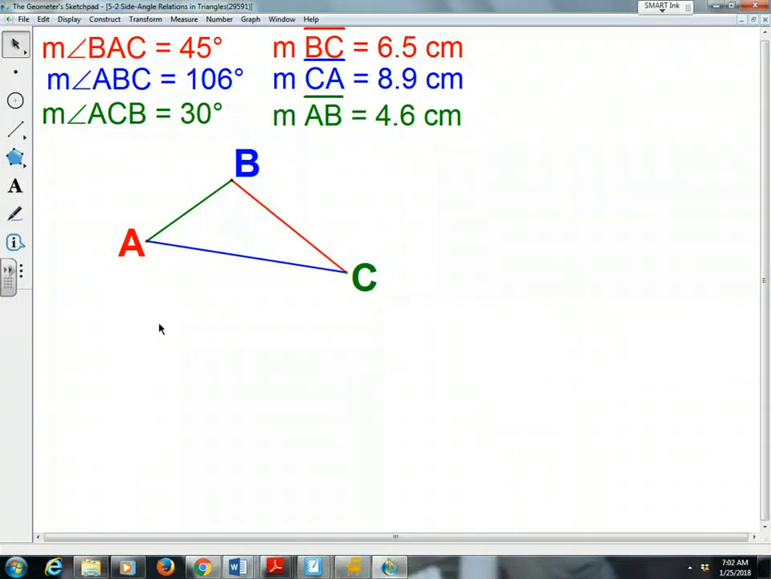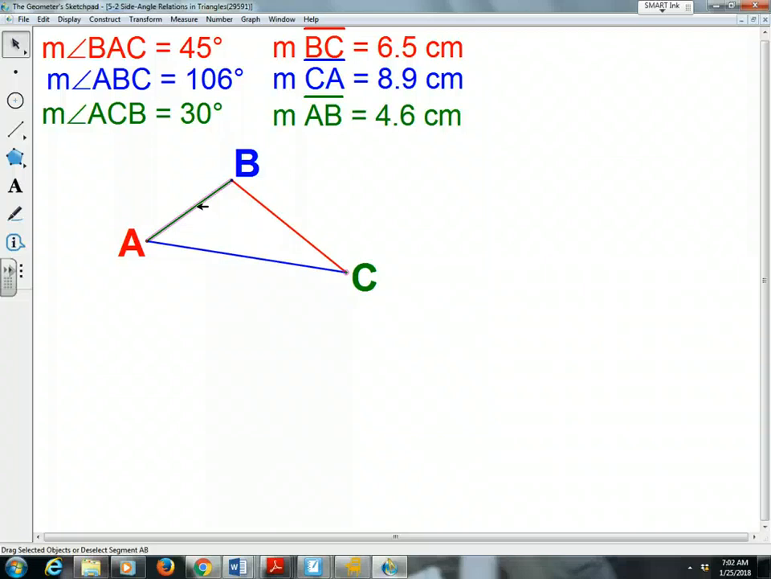So notice on the top left, I have the measure of angle BAC, which is angle A, the measure of ABC, which is angle B, and the measure of ACB, which is angle C. 45, 106, and 30. And then I have the lengths of the three sides, 6.5, 8.9, 4.6. Notice how angle C is the smallest angle in measure. It's 30 degrees. And opposite angle C is AB, and it is the shortest length, 4.6. So the angle and its opposite side are both the smallest.